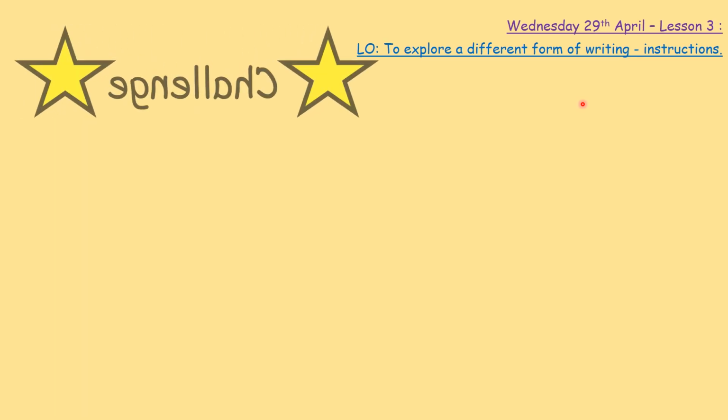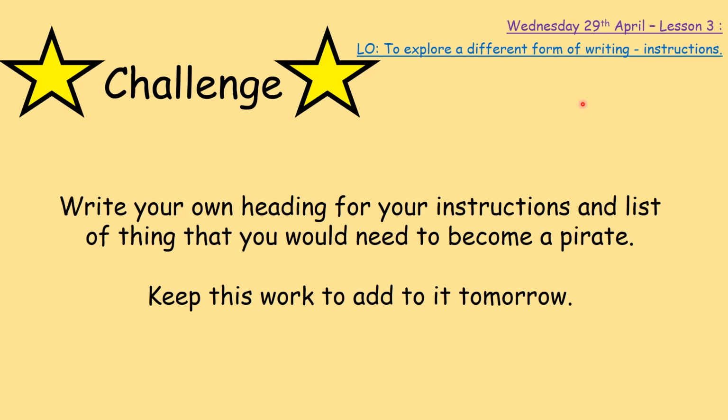Okay, so your challenge today is to write your own heading for your instructions and a list of things that you would need to become a pirate. So you just need a piece of paper, write the heading on the top, and then on the side write a heading of what you will need and list down 4 things that your set of instructions will have so that you can explain how to become a pirate.